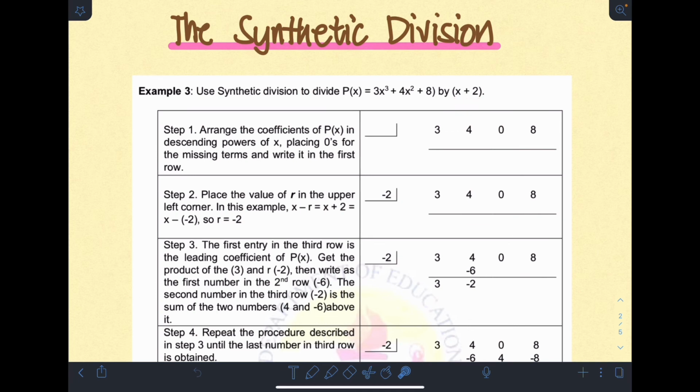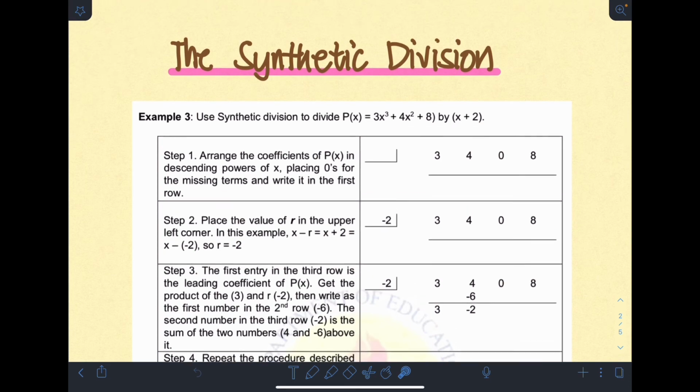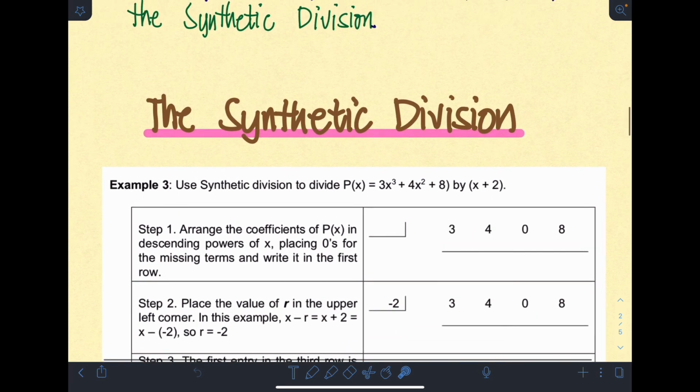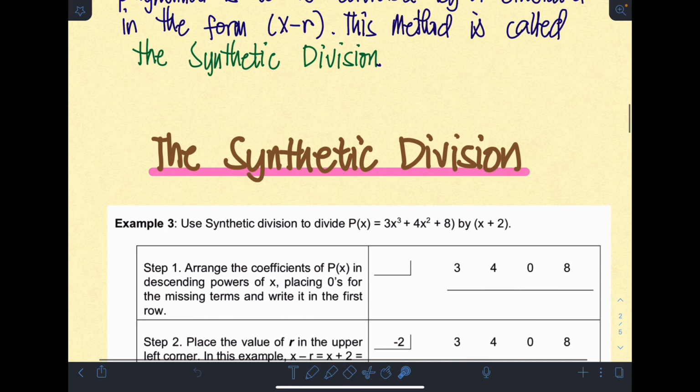You notice that our divisor is a binomial. That means you have two terms, and the term is in the form x minus r. So that means the highest degree is x raised to 1. Our variable involved is just x, and then you have the constant. Our constant, negative r, is positive 2. Later we'll deal with that.